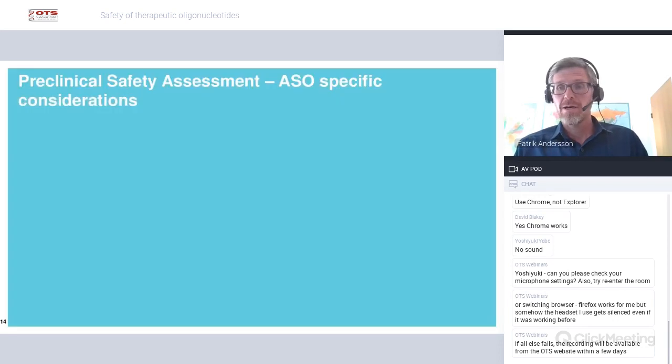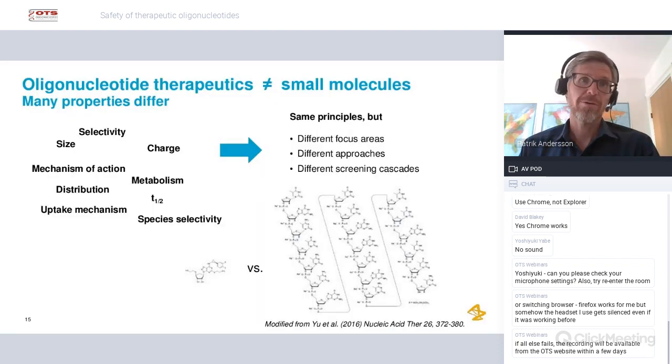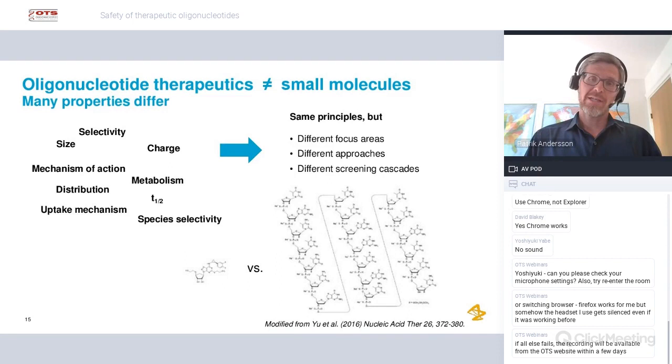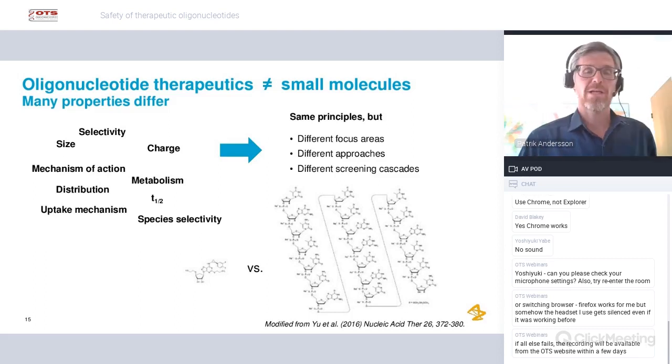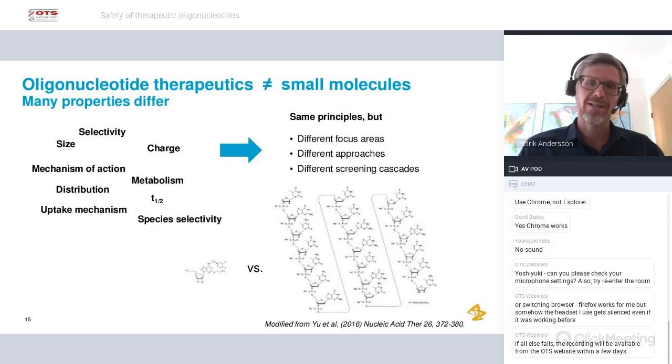So some oligo-specific considerations. Where I come from, the small molecule area, and many toxicologists do, there are a number of things that you learn there in the small molecule toxicology education, etc. And there's a lot of assays for small molecules that have been established and asked for by authorities. However, as most of you on this call probably know, there is a big difference between small molecules and oligos in a number of parameters, making them not the same as small molecules.